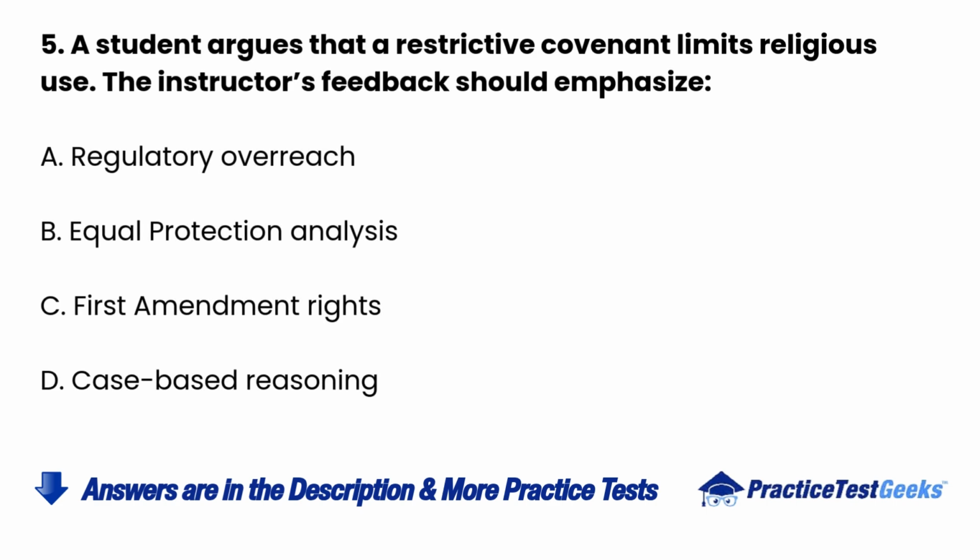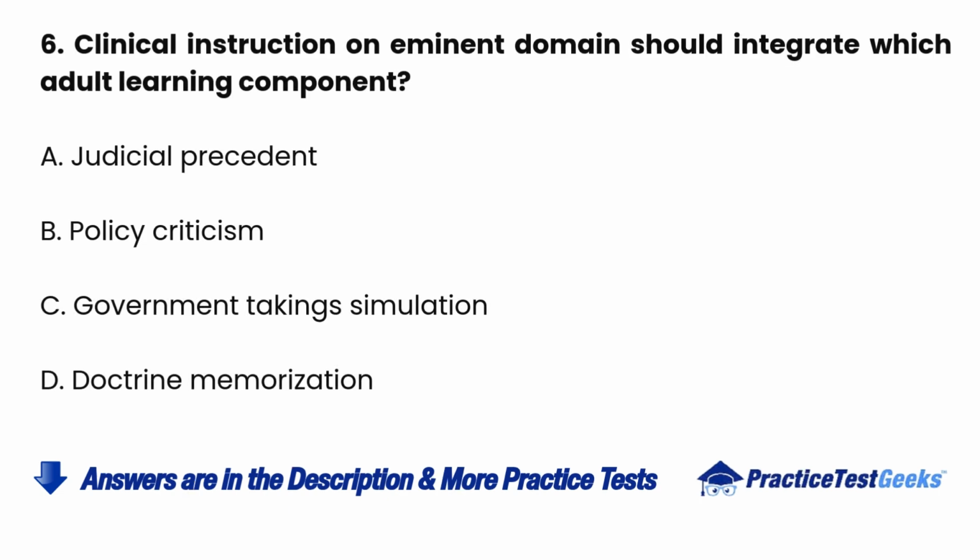5. A student argues that a restrictive covenant limits religious use. The instructor's feedback should emphasize A. Regulatory overreach. B. Equal protection analysis. C. First Amendment rights. D. Case-based reasoning.